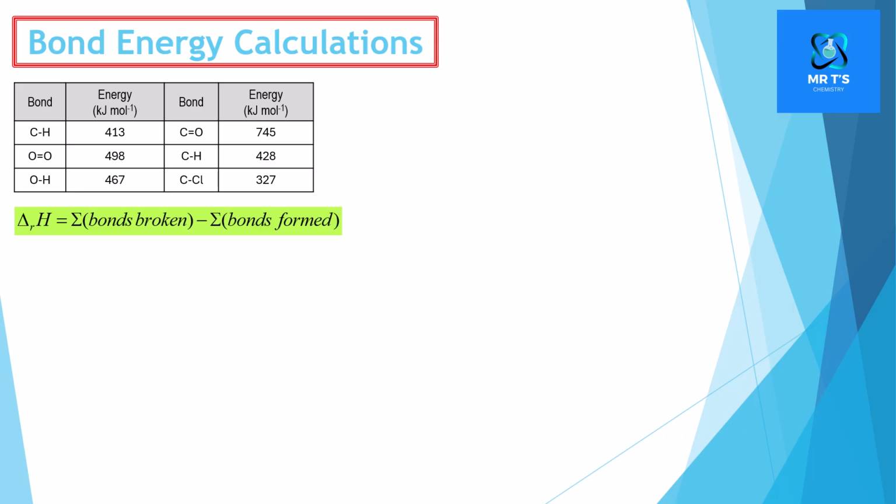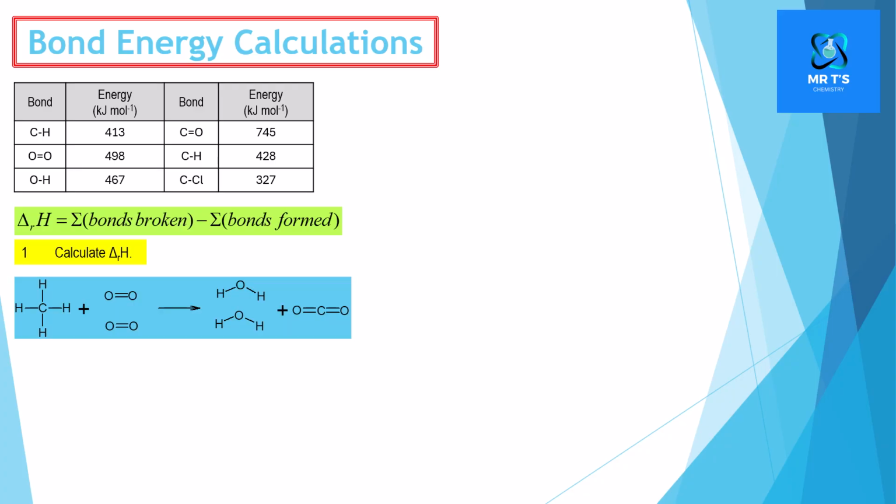Anyway, so what we're going to do is we can find the enthalpy for a reaction, delta RH, by adding up all the bonds broken and subtracting all the bonds formed. In order to do that, they're going to give us an equation that has the actual molecules drawn out so we can see the bonds.